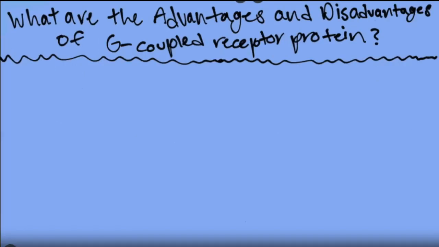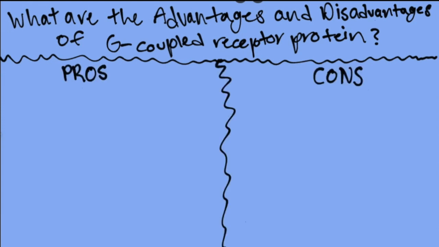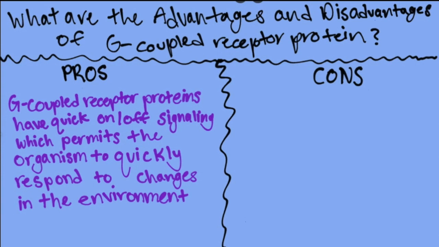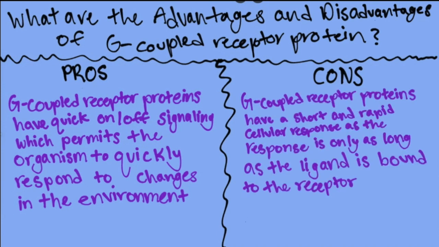There are advantages and disadvantages to using G-coupled receptor proteins. Advantages of using G receptor proteins are that they have fast on-off signaling, which permits the organism to quickly respond to changes in their environment. However, because the protein receptor's cellular response is rapid and short, the response is short-lasting and is terminated once the ligand stops binding to the receptor. This is a characteristic all hydrophilic signaling molecules share.